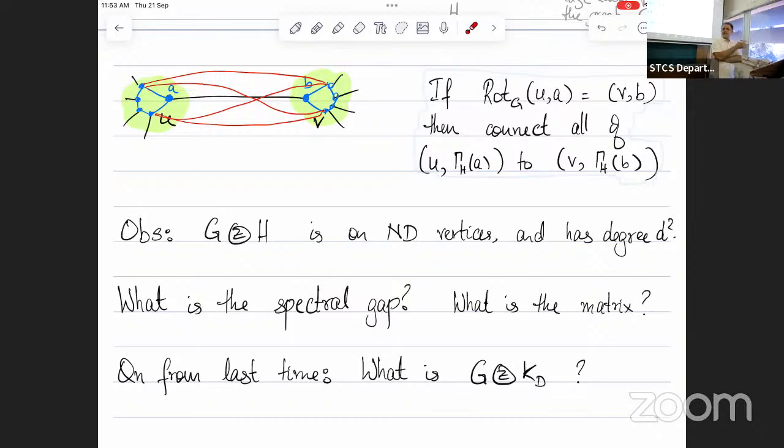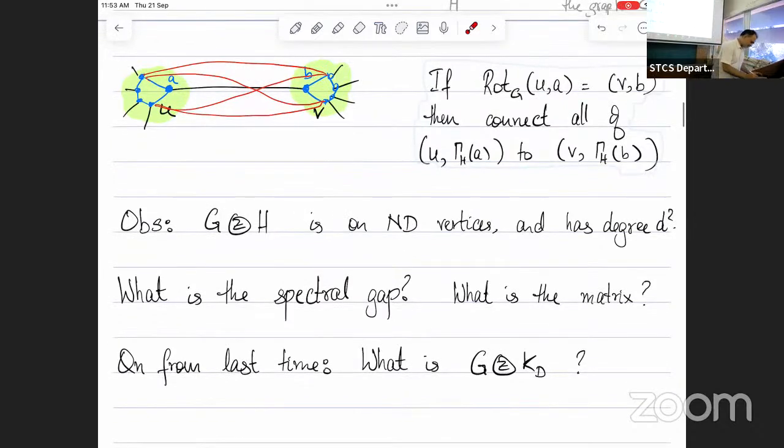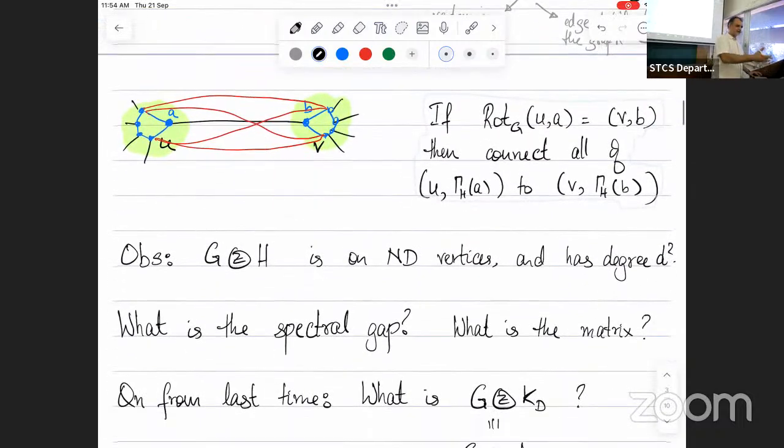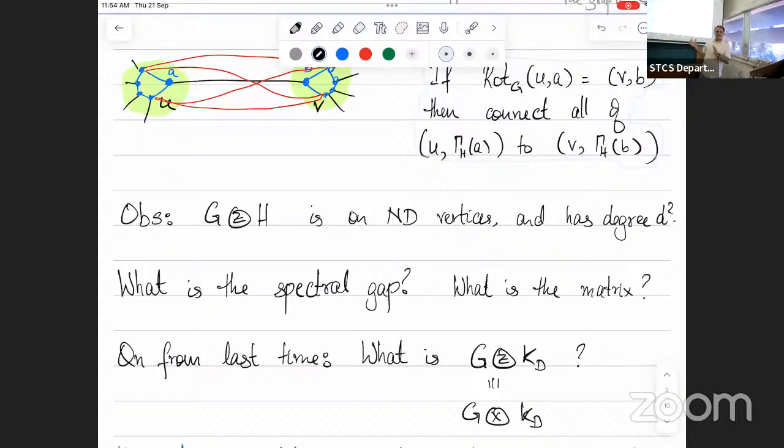So I want to claim that this is a tensor product of something with something. I just want to get a sense of what it's a tensor product of. So basically, this is nothing but the same thing as G tensor product with KD, in the sense that we have seen tensor products. This is a special case where the zigzag product and the tensor product actually coincide.